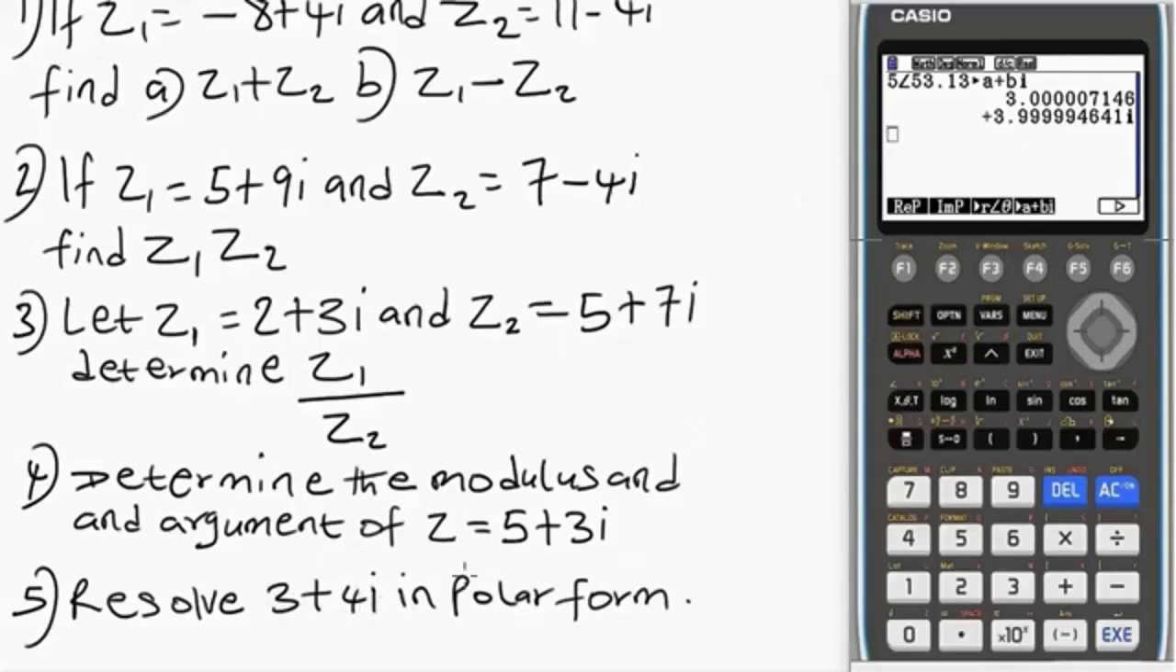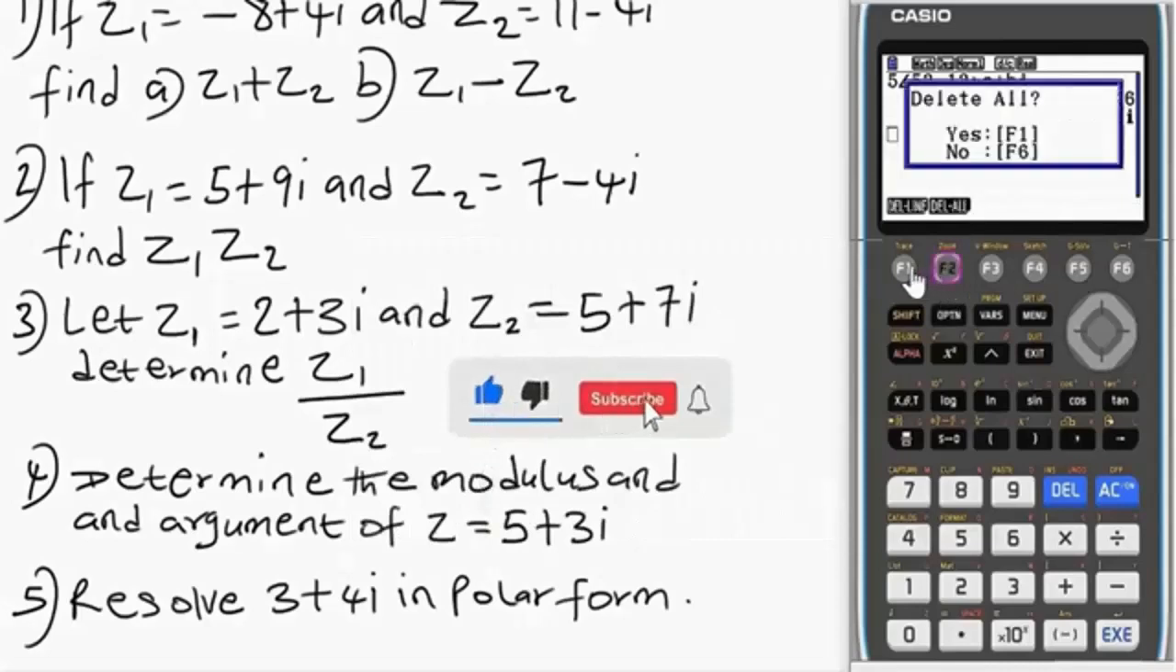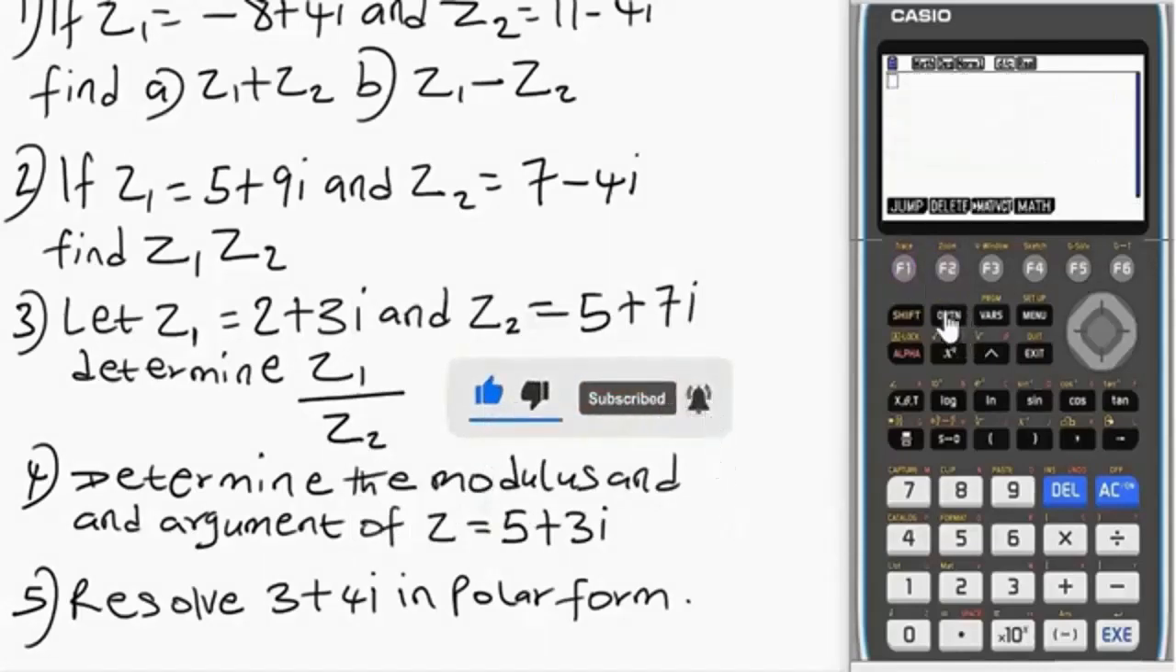Okay, now what if you want to make use of this function? This is real part and imaginary part. Let me show you before we end this class. So let's delete everything here. Press exit, delete all. Okay, go back to option, complex.